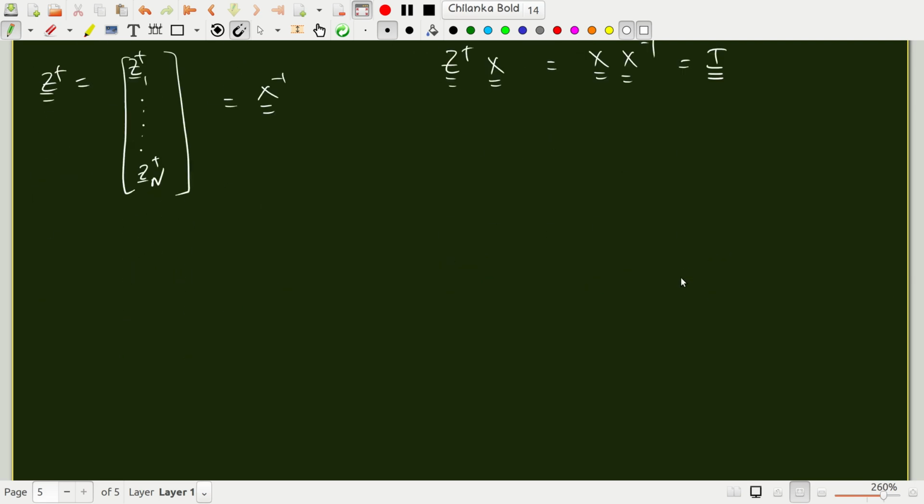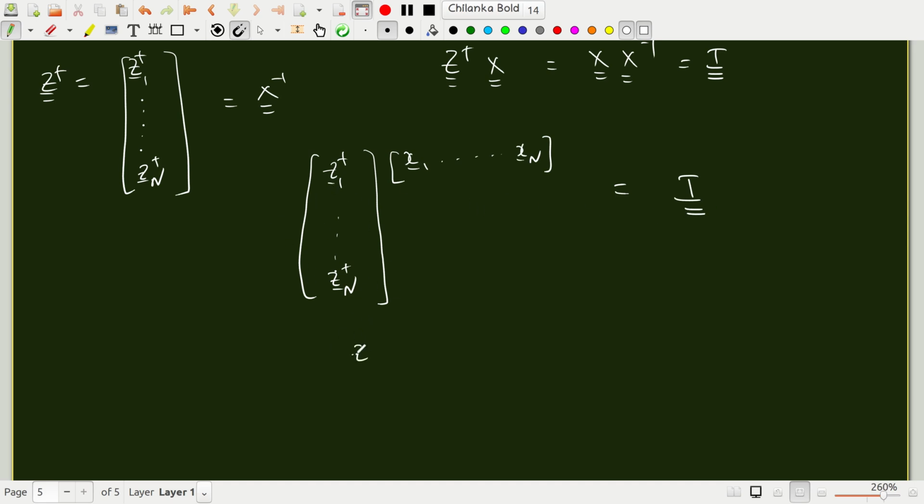Okay, so now what is Z dagger? Z dagger is these vectors arranged in a column. And what is the matrix X? It is simply x1, x2, and so on, and we now know that this is I. That means that if I do the matrix multiplication, this says that z1 dagger x1 is 1.